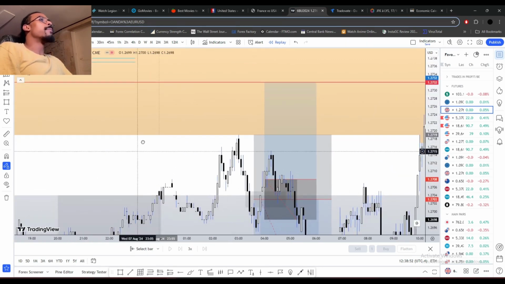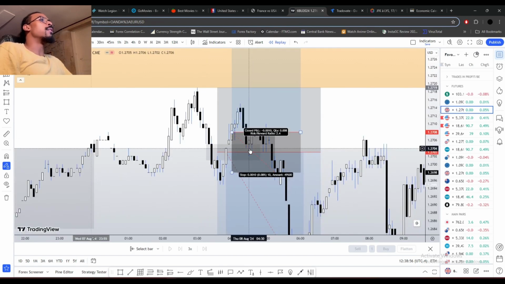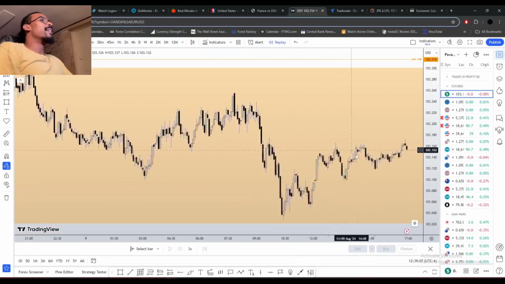But as price reached up into this order block and had a displacement lower, right? And started creating this sell side imbalance, right? Let me go back to dollar. Right? Back to dollar.